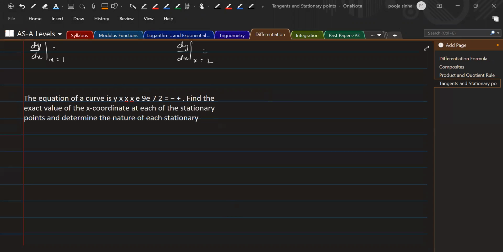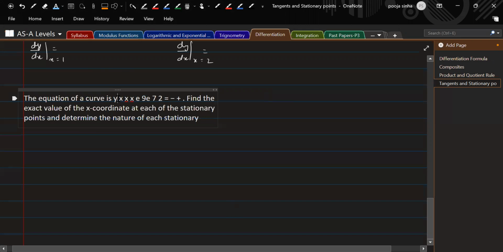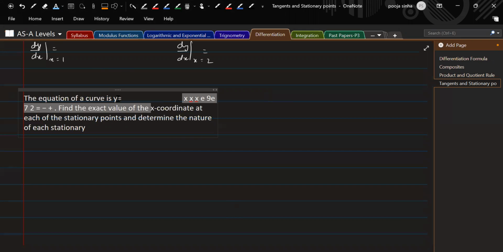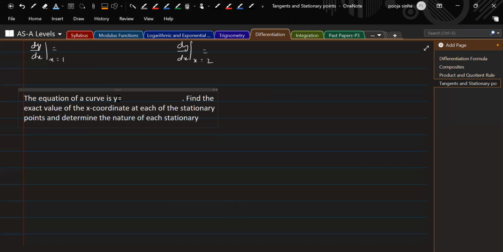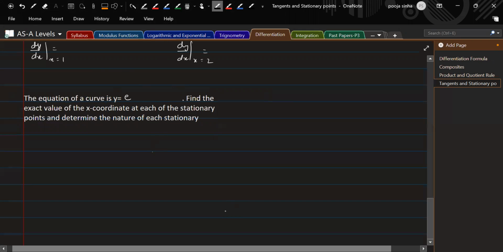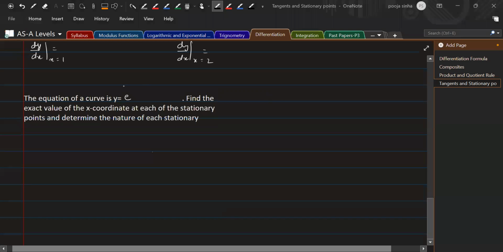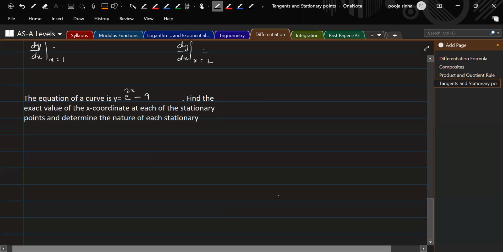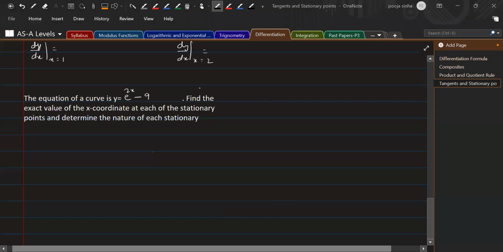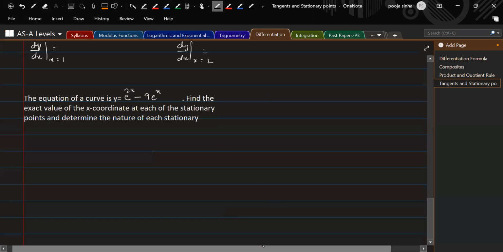So the equation is y = e^(2x) - 9e^x + 7x. Find the exact value of the coordinates at each of the stationary points and determine the nature of each stationary point.